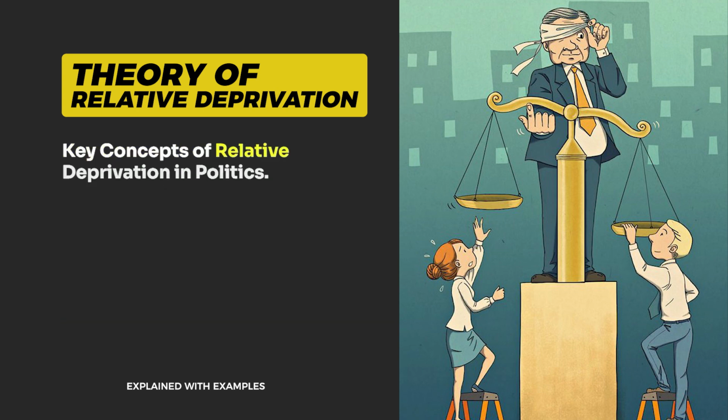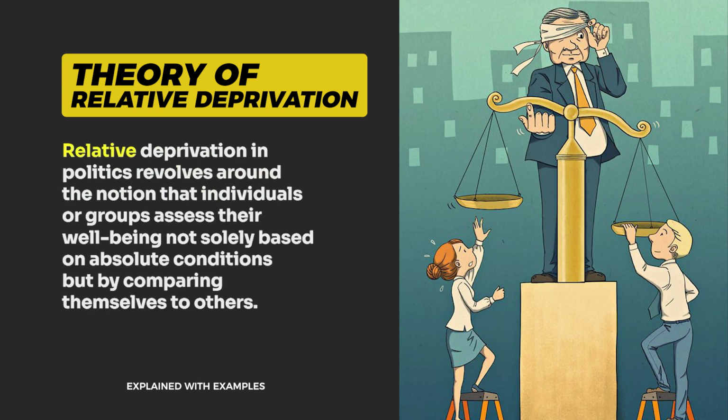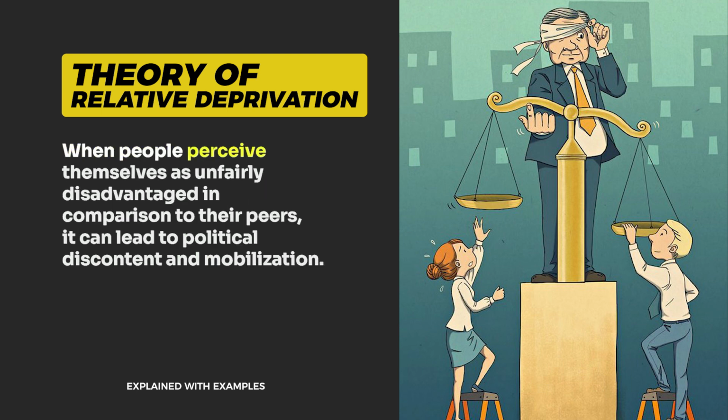Key concepts of relative deprivation in politics. Relative deprivation in politics revolves around the notion that individuals or groups assess their well-being not solely based on absolute conditions but by comparing themselves to others. When people perceive themselves as unfairly disadvantaged in comparison to their peers, it can lead to political discontent and mobilization.